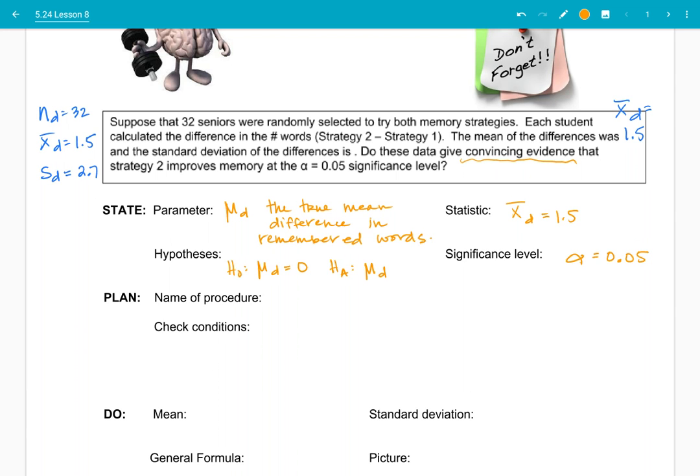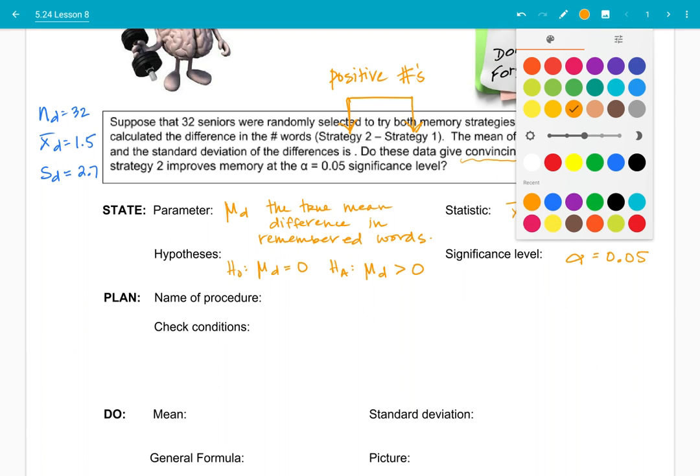And if we want to show that strategy 2 showed improvement, then when we did strategy 2 minus 1, if strategy 2 was better, we would have our bigger number minus our smaller number, which means we would have positive numbers. Be careful on that. When we did this one before, we did strategy 1 minus strategy 2 and got negative values. So here they switched it up on you. This should give you positive values if strategy 2 is better. Okay, so be careful.